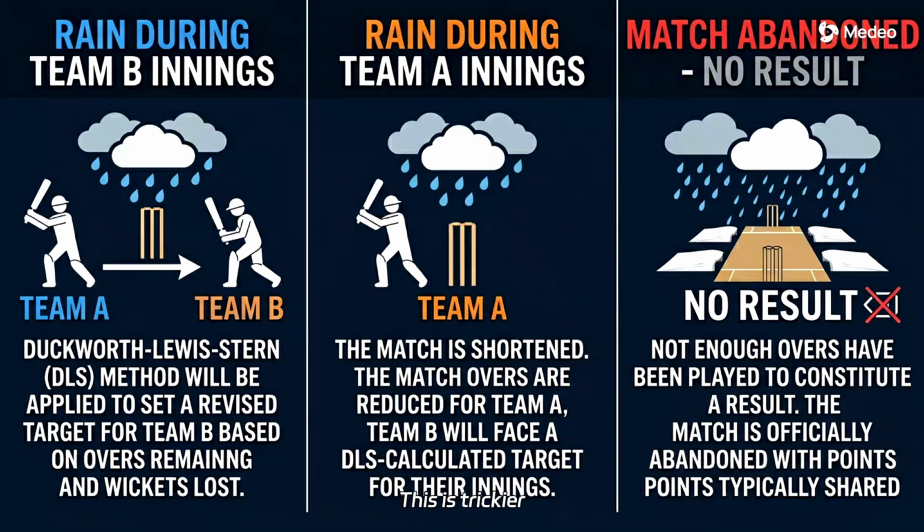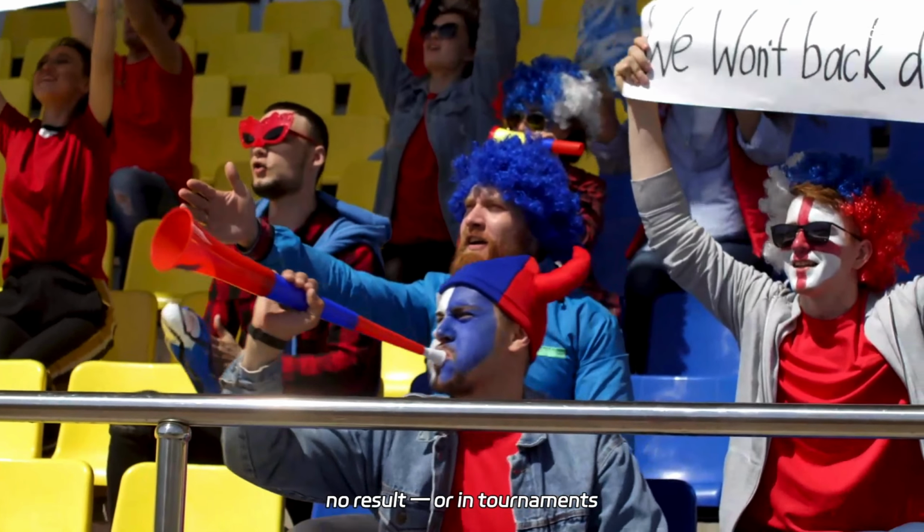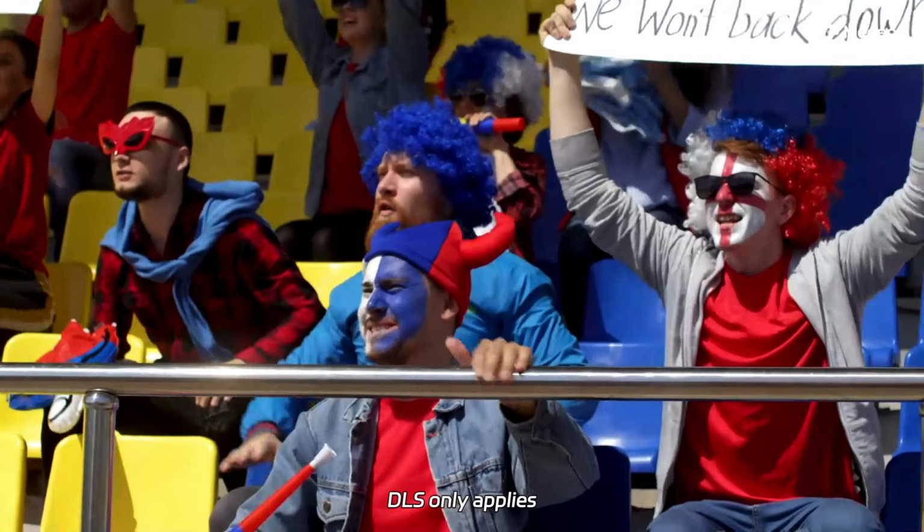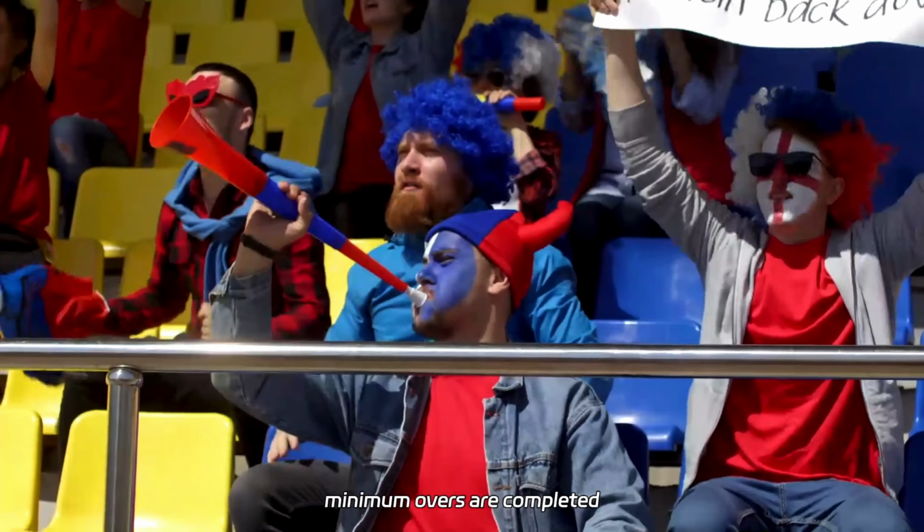Scenario 2. Rain during Team A's innings. This is trickier. Team A's innings gets cut short too, say from 50 overs to 35. Now DLS has to project what Team A would have scored with full resources and set that as a fair target for Team B. Scenario 3. Match abandoned. If play cannot resume at all and the minimum overs haven't been bowled, the match is declared a no result. Or in tournaments, the points may be split. DLS only applies when at least the minimum overs are completed.